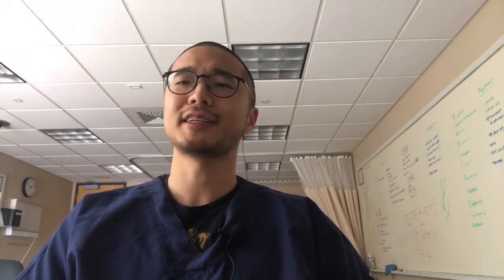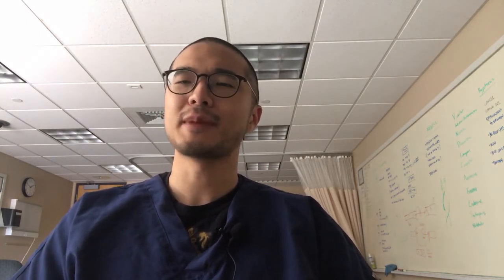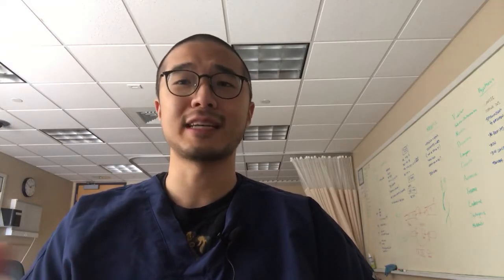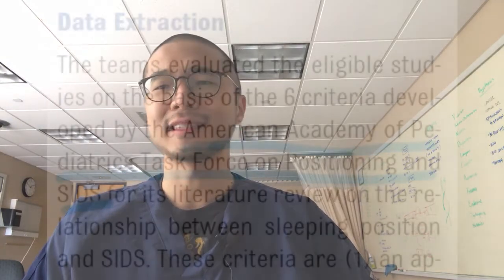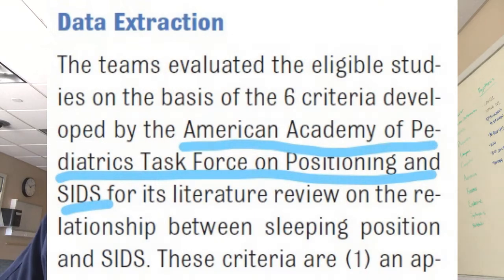So by having two groups do it independently, it makes readers more reassured that this is less biased. And basically, they had inclusion criteria, which means what do we define as SIDS? What do we define as breastfeeding? We want to make sure the studies we collect also have the same idea as to what breastfeeding and SIDS is. So in terms of SIDS, they defined it as the 6 criteria developed by the American Academy of Pediatrics Task Force on Positioning in SIDS.